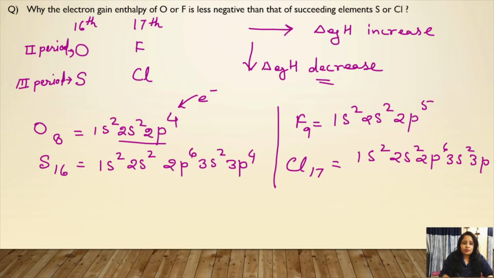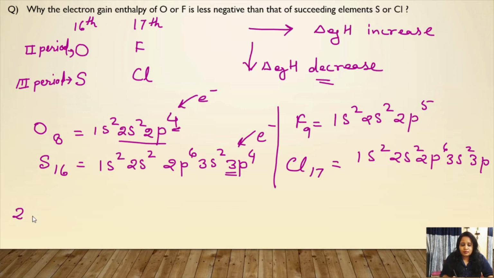And in case of sulfur, the upcoming electron will enter the third level. So we can say the level 2 is smaller than level 3. So in level 2, the room is small and already some electrons are there. In the p orbital, 4 electrons are there. So when the upcoming electron is entering, they don't want to give it a space, because more electron repulsion will be there because of the smaller space.